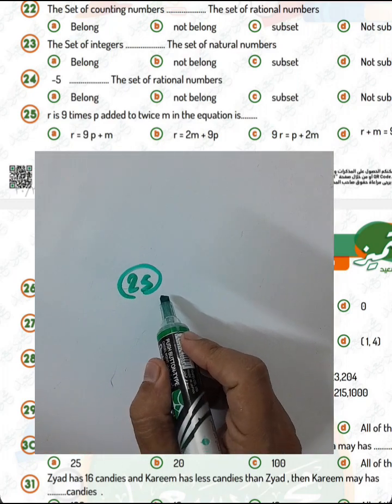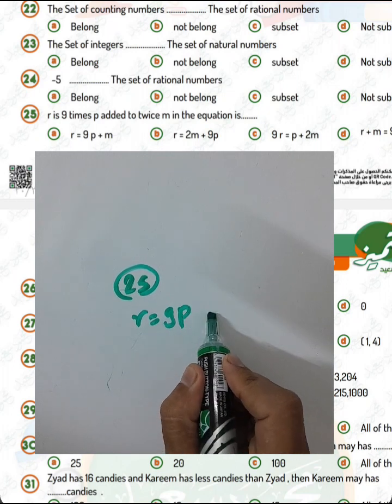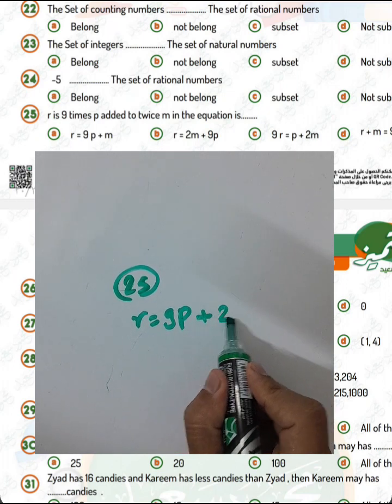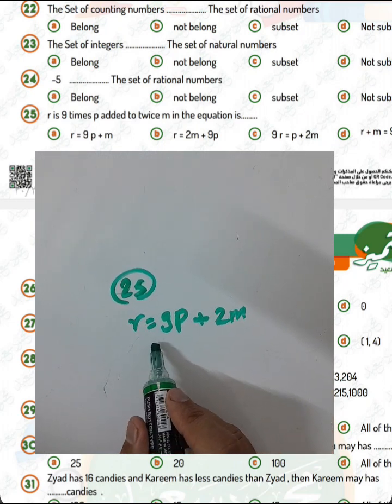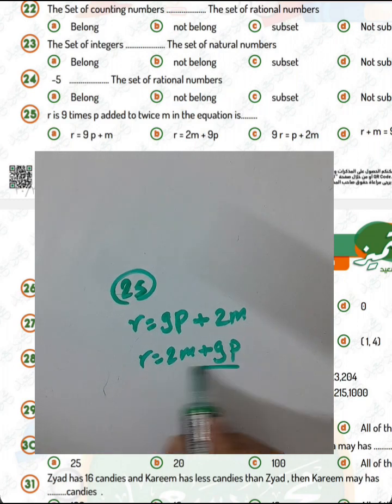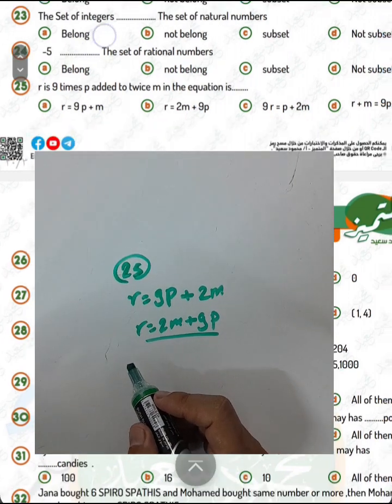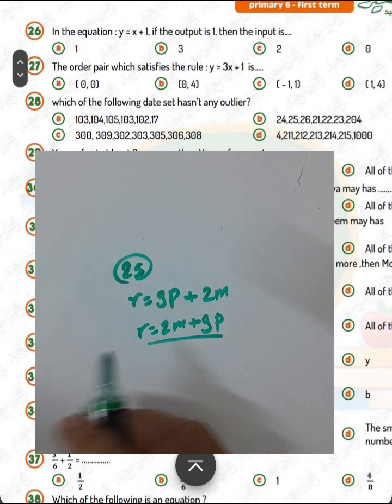R is 9 times B added to twice M. Okay, R equal 9B plus twice M, then R will be 2M plus 9B. Choose letter B here.